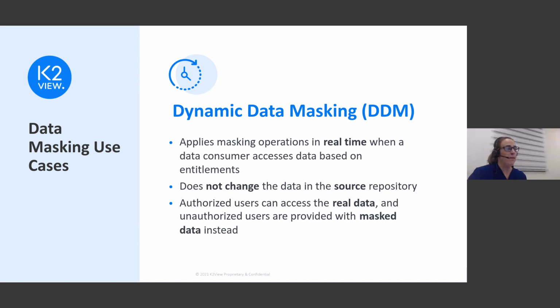The second data masking use case is dynamic data masking. Dynamic data masking applies the masking operation in real time. It means that the data does not change in the data source repository, but it is changed when consuming the data. Authorized users can access the real data because they have the right entitlements for it, but unauthorized users that need to consume the data are provided with masked data instead. This is the second use case.